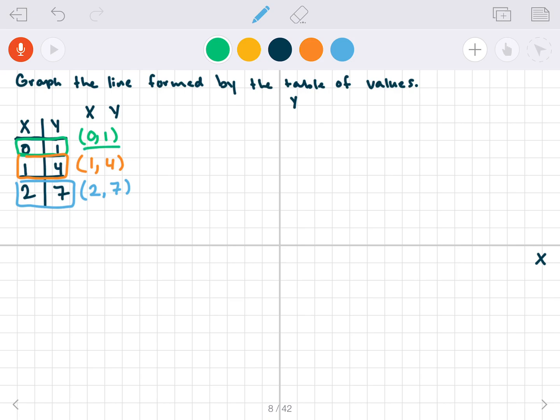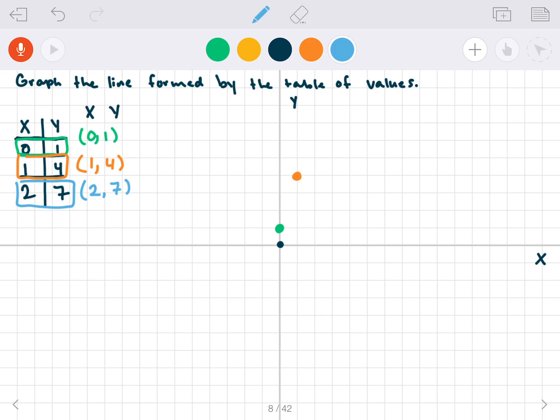So I'm going to start with this point. We always start with x. This tells me don't move in the x direction from the middle, but then go up 1. Okay? So starting at the middle, we don't move in the x direction, but then we go up 1 in the y direction. So that's my point there. Okay, for the orange point, 1, 4. This says go to the right because x is positive. Go to the right 1. So we go 1 to the right from the middle. Then go up 4. 1, 2, 3, 4. So that's my orange point at 1, 4.